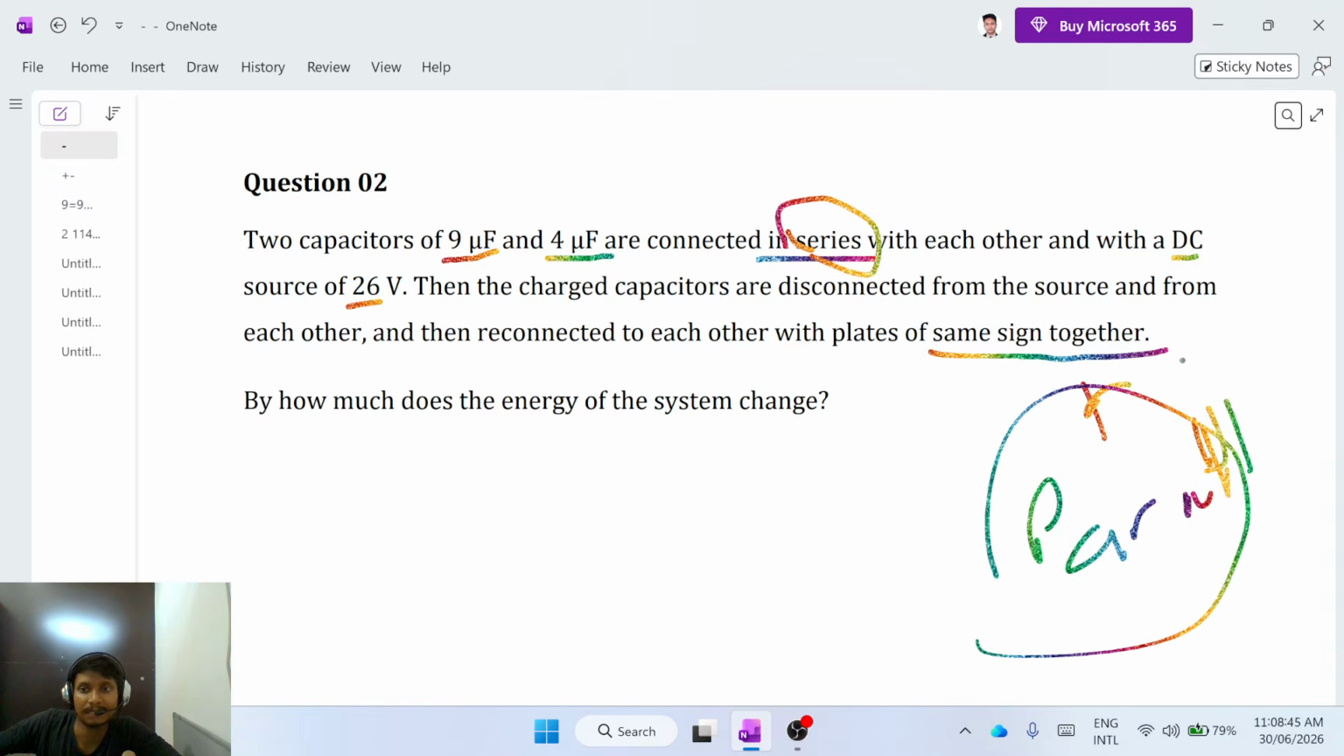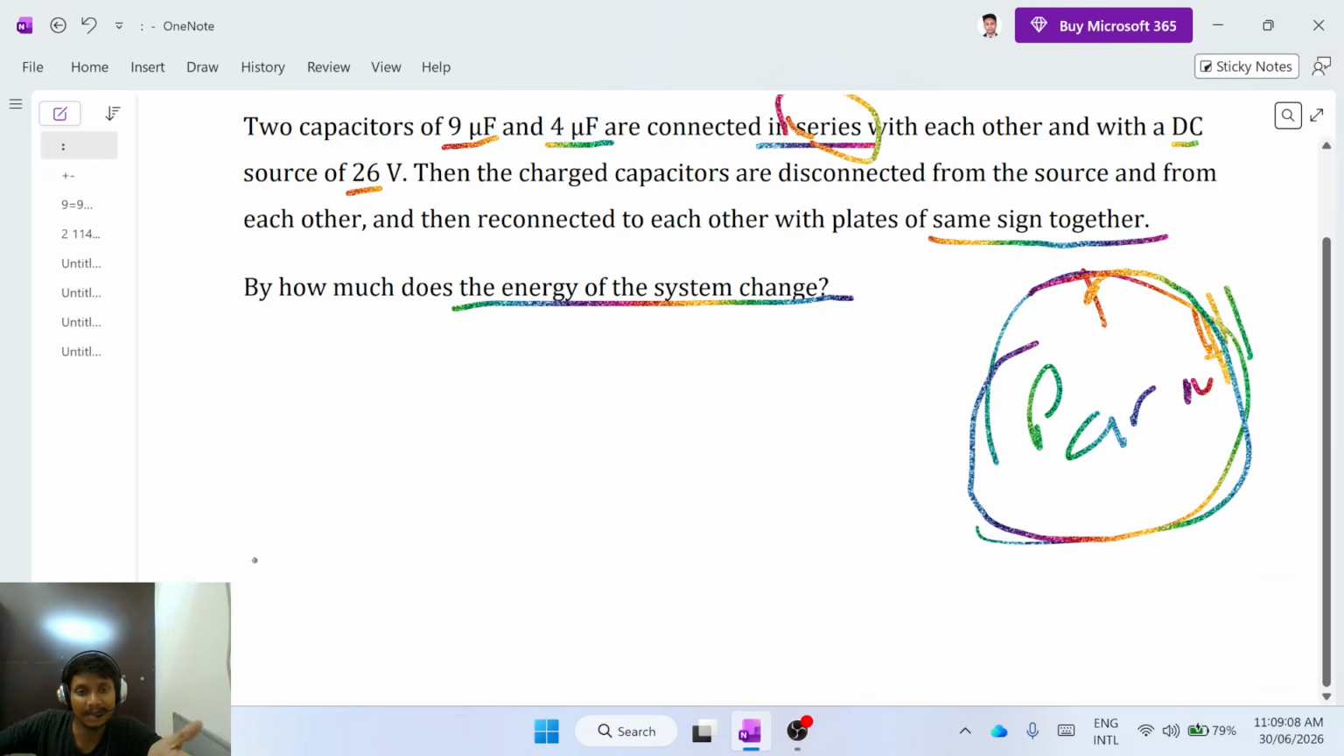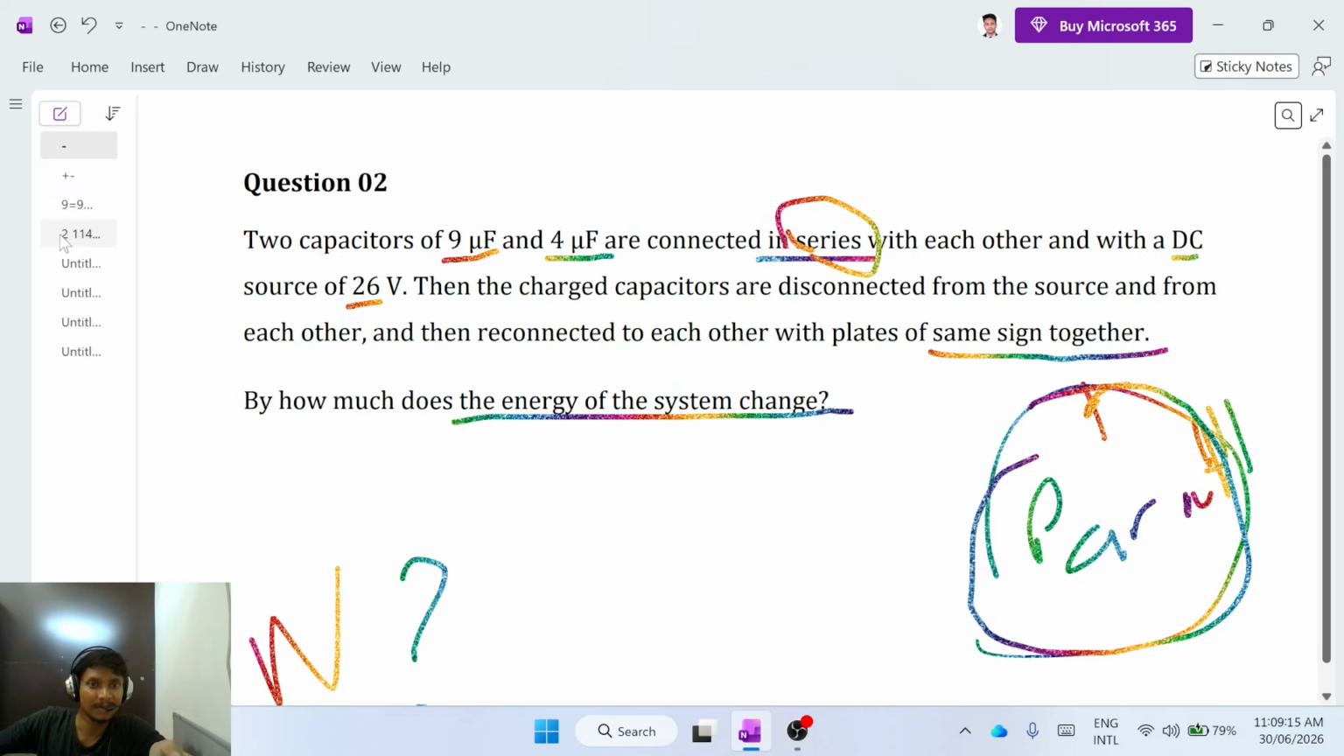By how much does the energy of the system change? They are asking how much the energy changed. Initially the circuit was in series connection. Now the circuit is in parallel connection. Now they are asking about delta W, the energy difference. Let's move to the question.